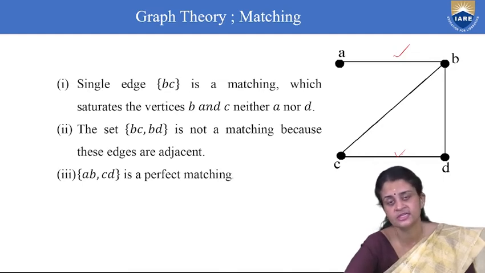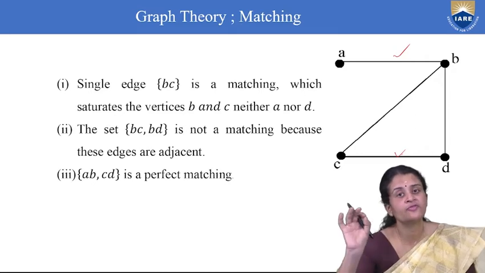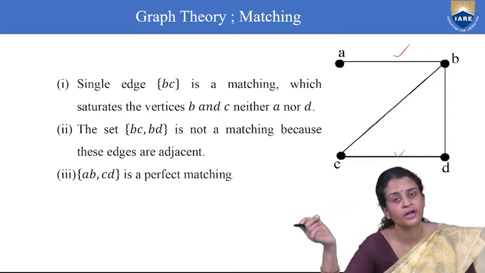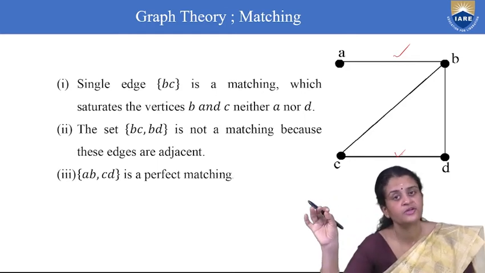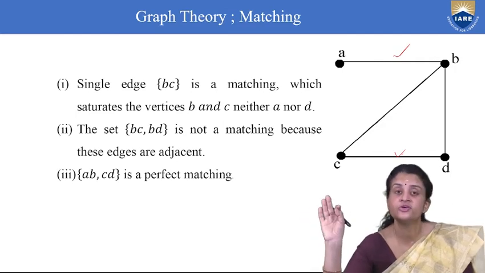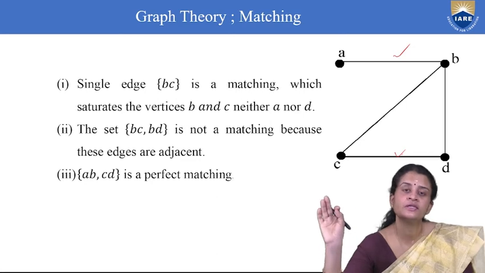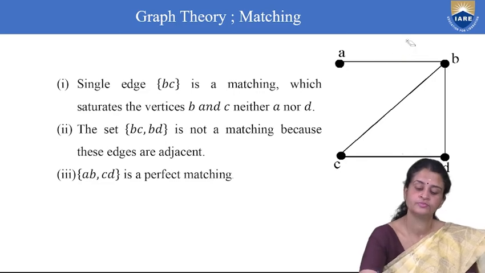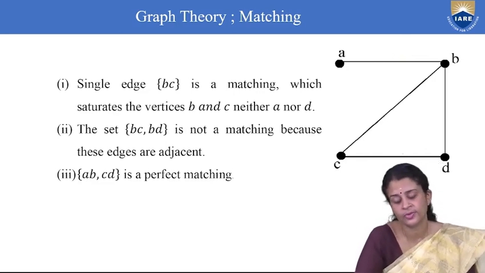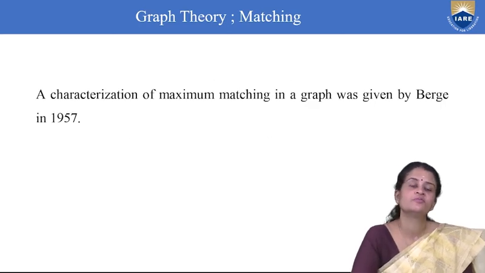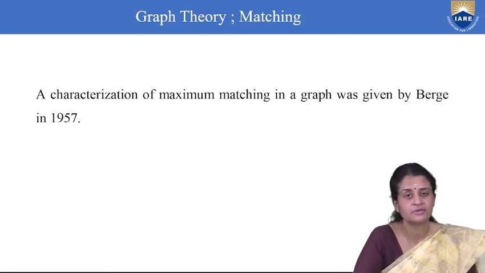What does it mean for a vertex to be saturated? A vertex is said to be saturated under a matching if it is an endpoint of any of the edges of that matching. If all the vertices of a given graph G are saturated, then the given matching is termed a perfect matching. I hope this matching concept is okay with you all.